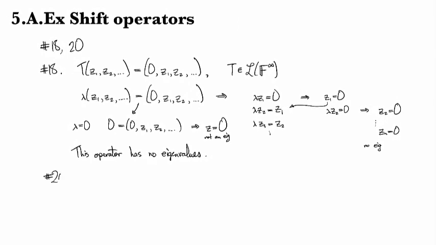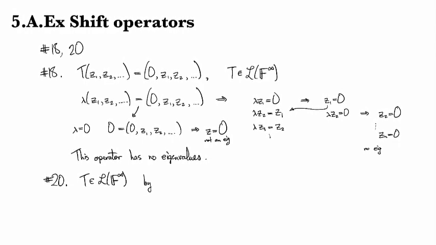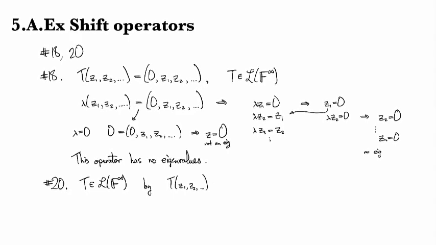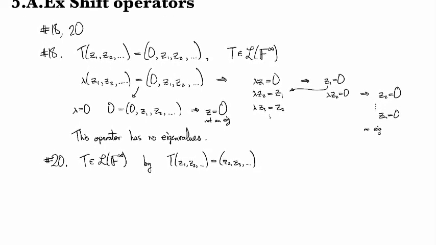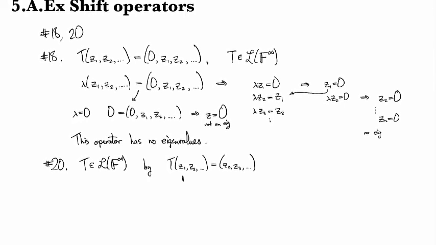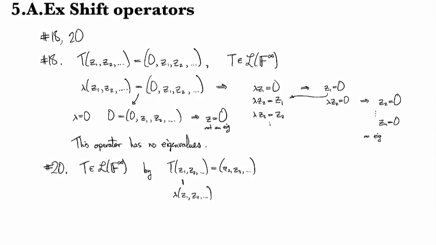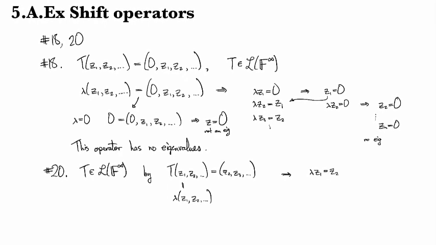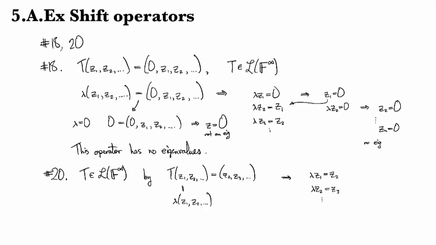If we look at number 20, here we're looking at the operator on the same space, which is given by backward shift. So T of (z1, z2, etc.) is (z2, z3, etc.). Okay. So again, we'll look at the same thing. If lambda is an eigenvalue, then this is going to look like lambda (z1, z2, and so on and so forth). By matching up coordinates, we end up with lambda z1 equals z2, and lambda z2 is equal to z3, and so on and so forth.